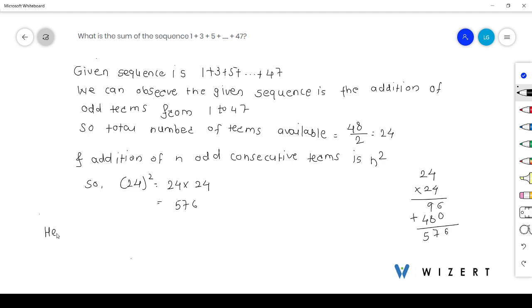Hence, the sum of the sequence 1 plus 3 plus 5 plus and so on plus 47 is 576.